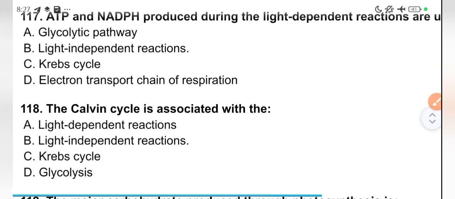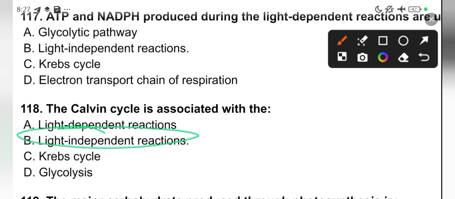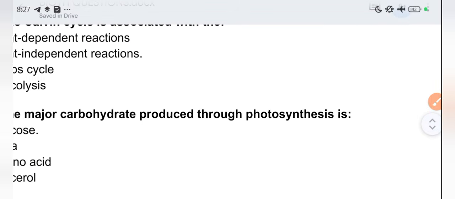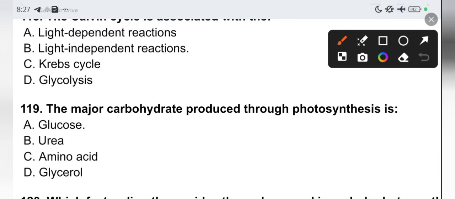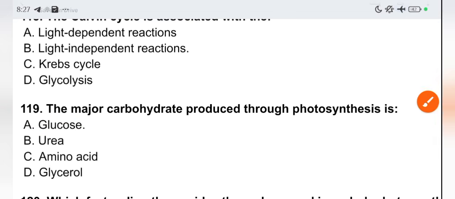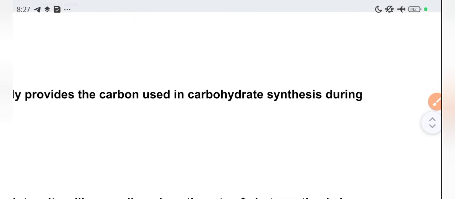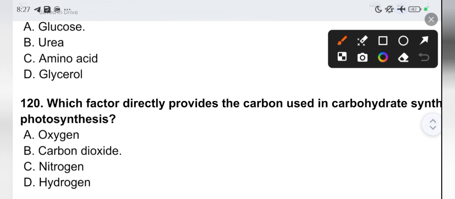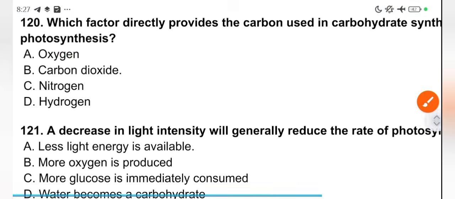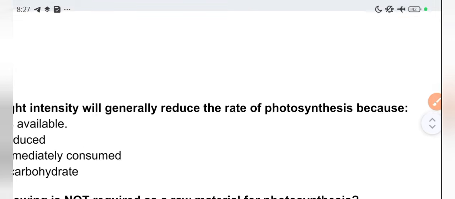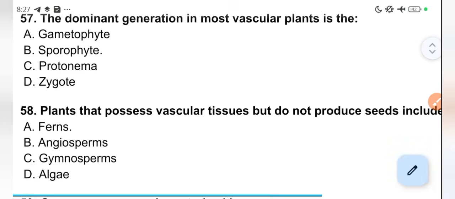The Calvin cycle is associated with the dark stage, that's light independent. The major carbohydrate produced through photosynthesis is glucose. Which factor directly provides the carbon used in carbohydrate synthesis during photosynthesis? Carbon dioxide. A decrease in light intensity will generally reduce the rate of photosynthesis because less light is available.